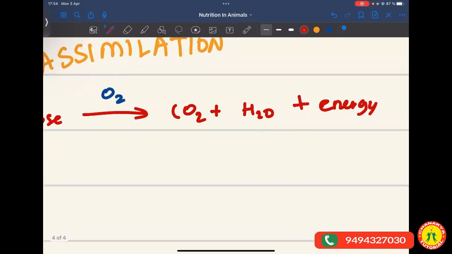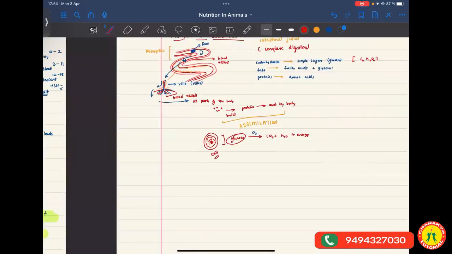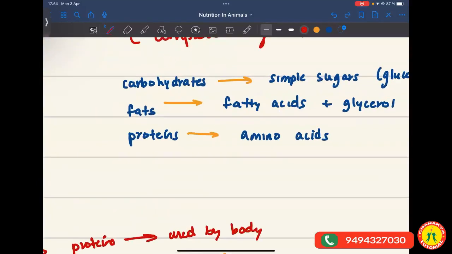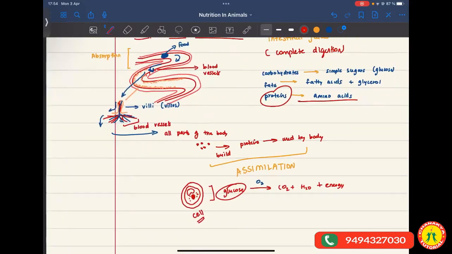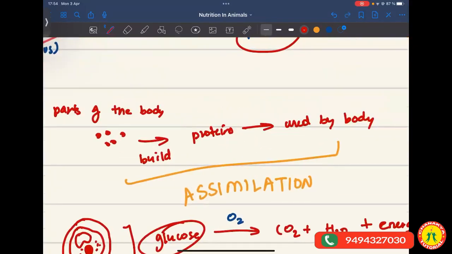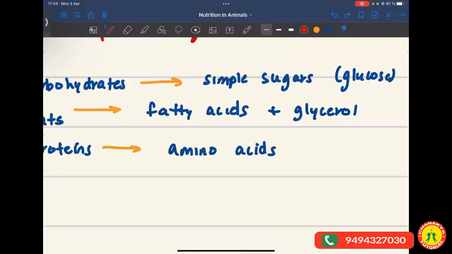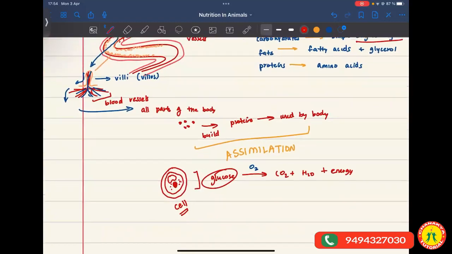Okay, so from where are you getting this glucose? This glucose is nowhere but from the carbohydrates. I already told you the proteins are converted into amino acids, and the amino acids are again being converted into proteins, which is used by the body. This is called assimilation. So what happens with the glucose? The glucose is converted by the cells to carbon dioxide, water, and energy.